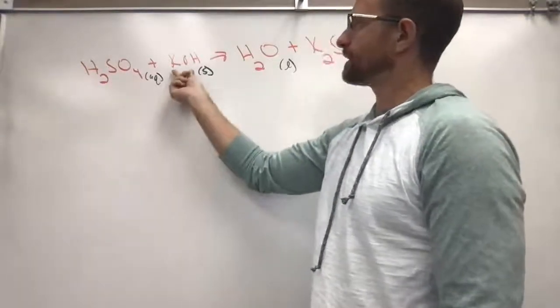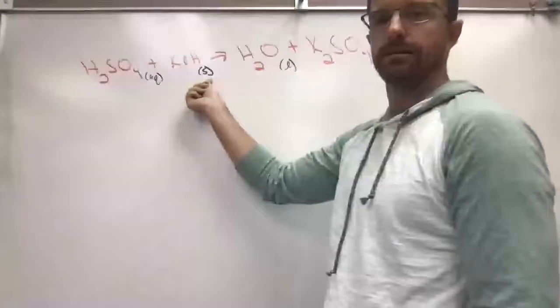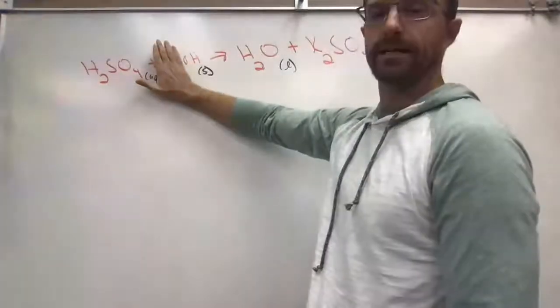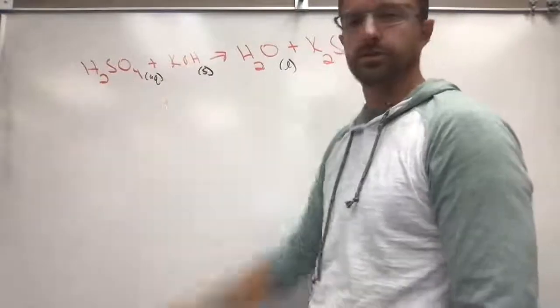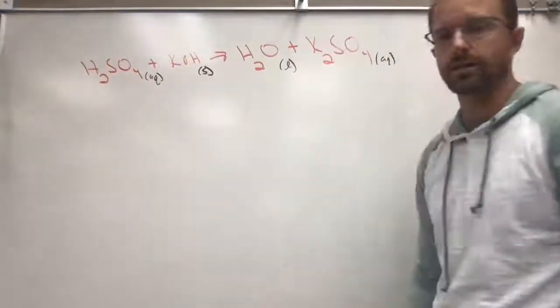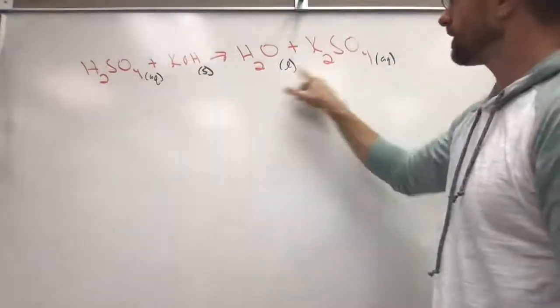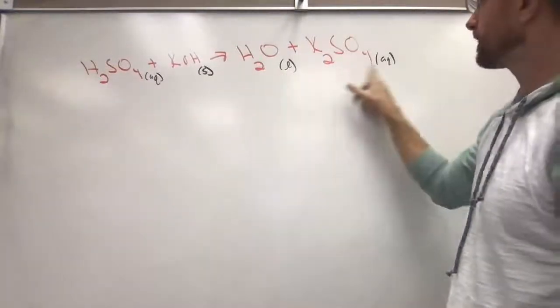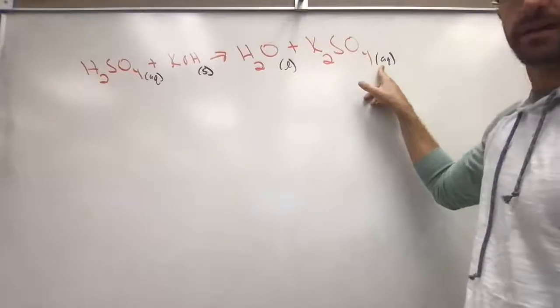It is going to react with potassium hydroxide. That's an S right there, so that's telling us it's a solid. When we see hydroxides like that, that's a base. Acids and bases neutralize each other, so this is an acid-base reaction. Those are going to make water and a salt. We have liquid water, the L there shows us that's a liquid, and then our potassium sulfate is aqueous.